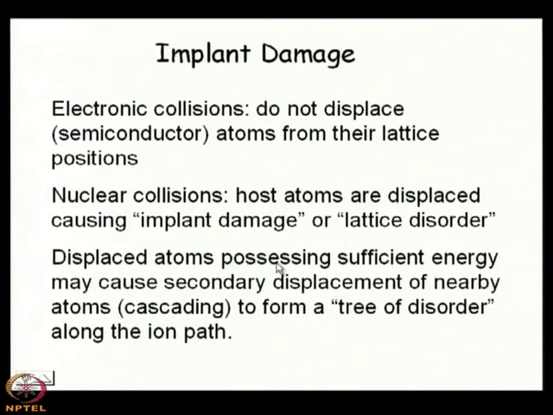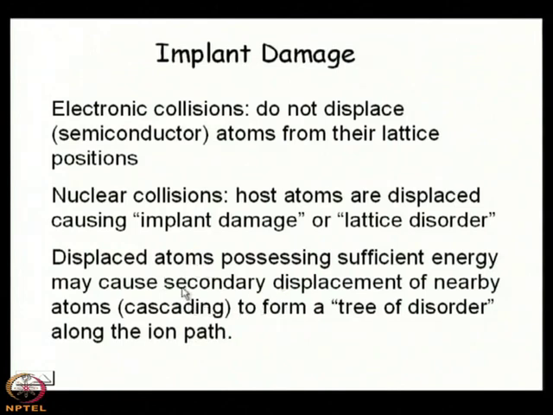Displaced atoms possessing sufficient energy may cause secondary displacement of nearby atoms, which is known as cascading, to form a tree of disorder along the ion path, right.